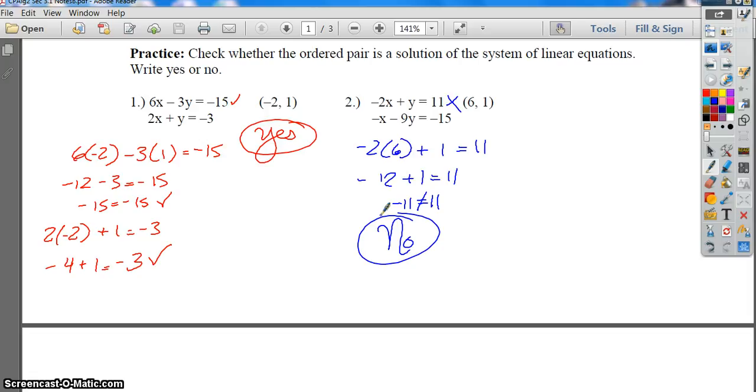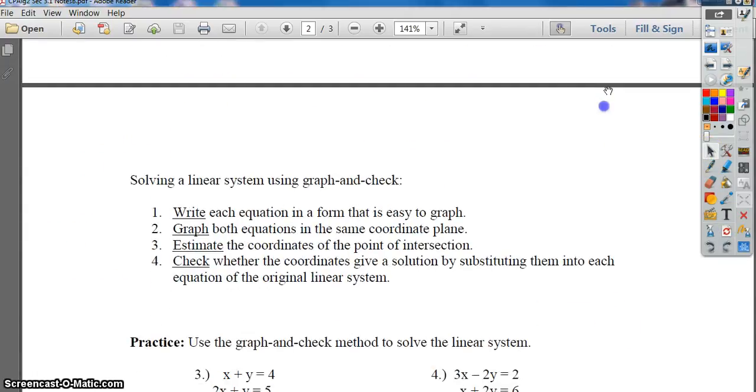It may be a solution to one of your equations, but it has to be a solution for both. For example, if you plug it in here, you'll see that will work. The answer is no, because it didn't work on the top.